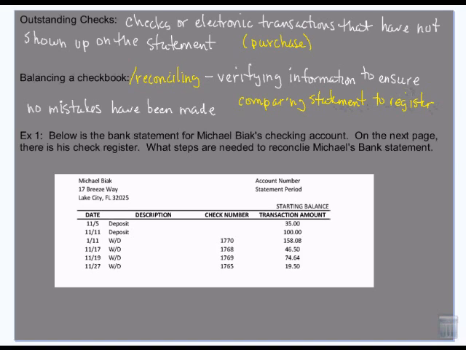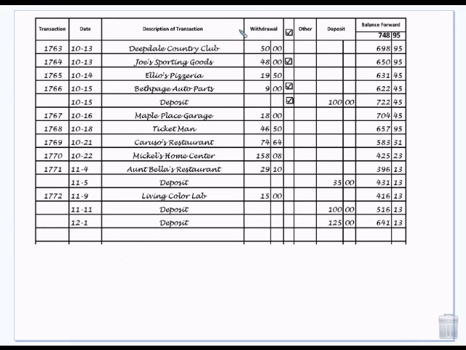Now, if you don't keep a register, you can't balance, so you can't compare, so you can't catch mistakes, possibly. So that's why keeping a register is really important. All right, so to reconcile the bank statement, you look at your statement and you look at your register. Okay?